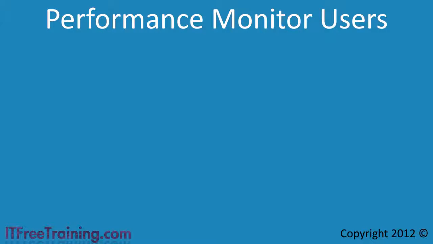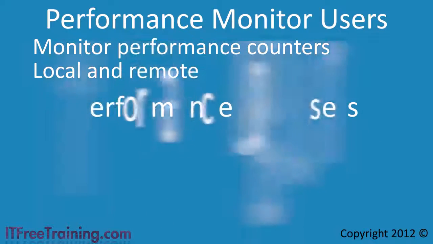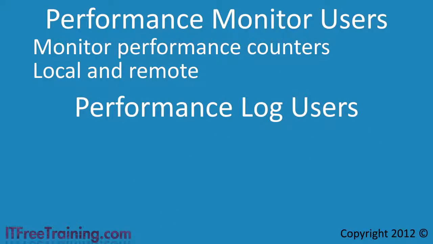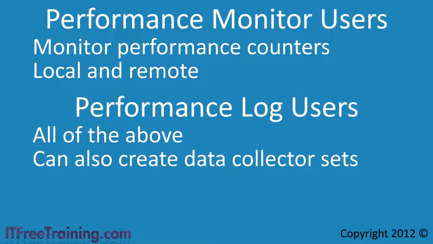The next two groups relate to monitoring performance on the computer. The first group, Performance Monitor Users, allows members to monitor performance counters on the computer. This includes monitoring from remote, assuming that has been configured. Certain operations, like creating new data collector sets used for monitoring performance, will not be available to this group. However, members of this group could use a data collector set created by someone else. The next group is Performance Log Users. Members of this group can do everything Performance Monitor users can do and also create data collector sets.